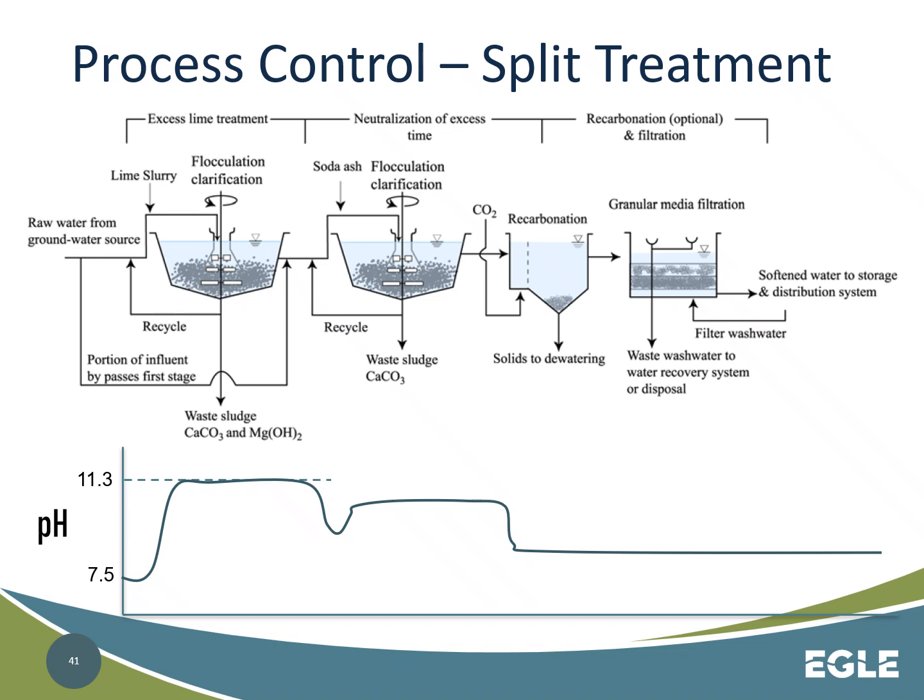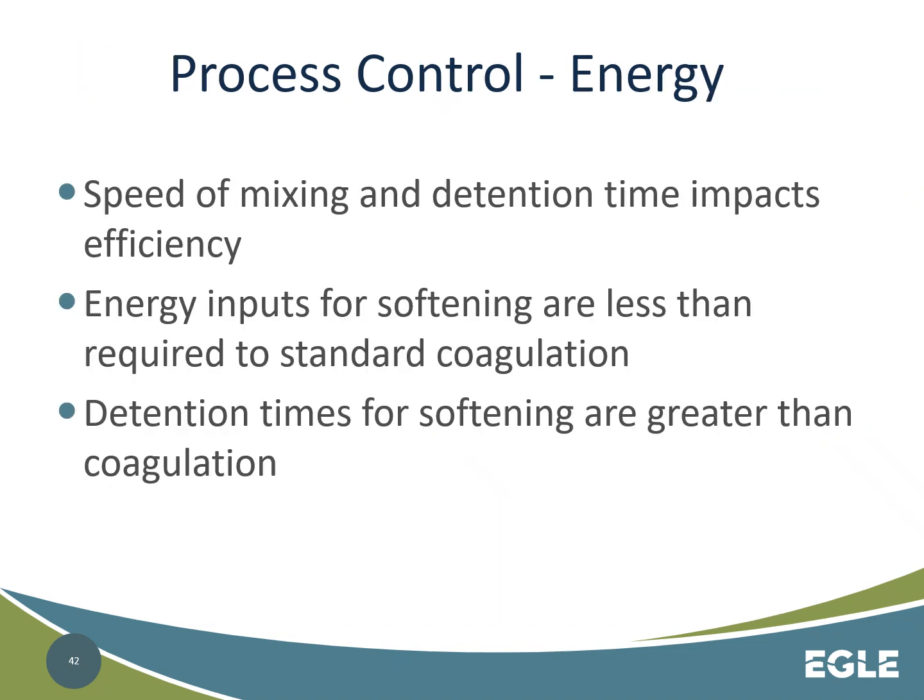So if we just measured pH, we might not know which part of the process we are in since it goes up and down a few times. A better indicator for process control in this case would be alkalinity. What are some other things that impact the control of the process? Energy does. The rapid mix energy, flocculation energy, and detention time all impact how well the softening and settling process works. Generally, the energy requirements for softening are less than that of standard coagulation, but the detention times are greater for softening.